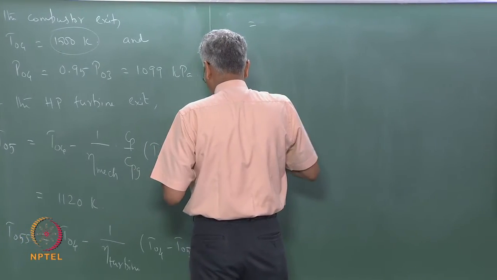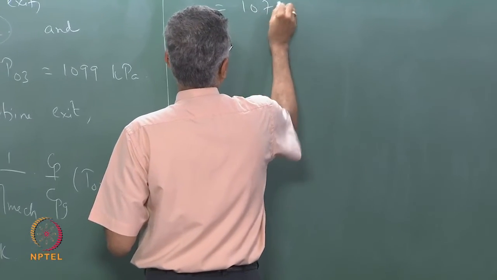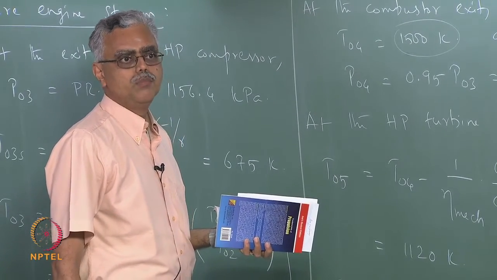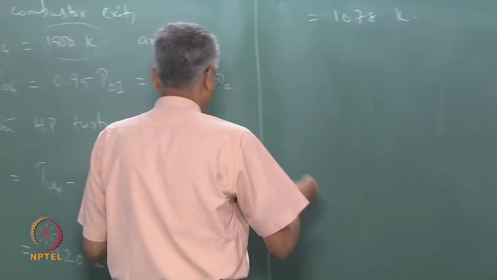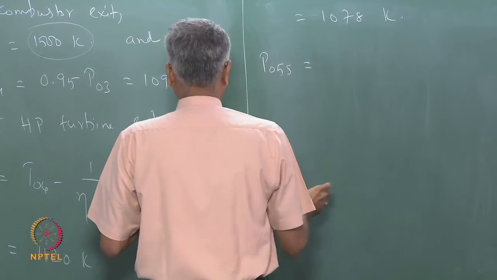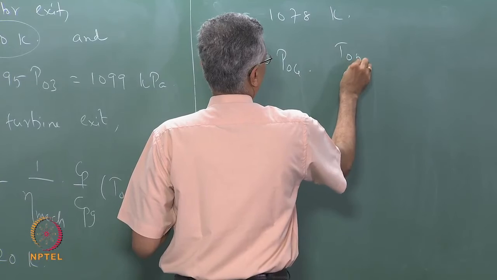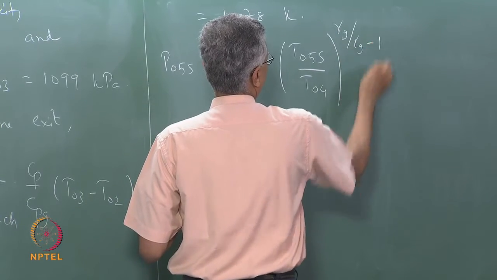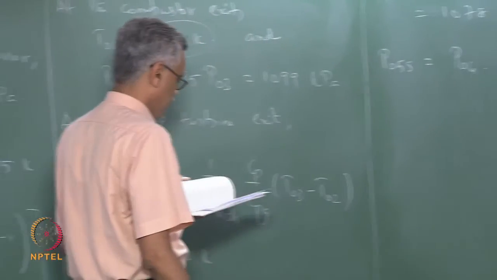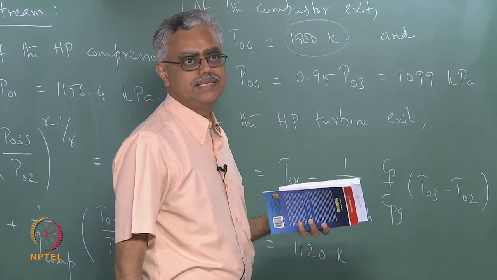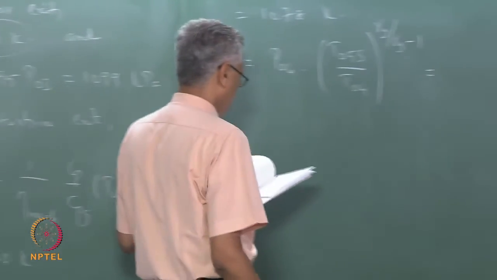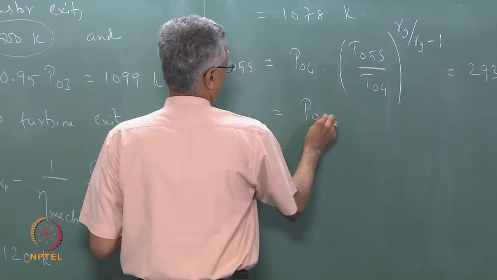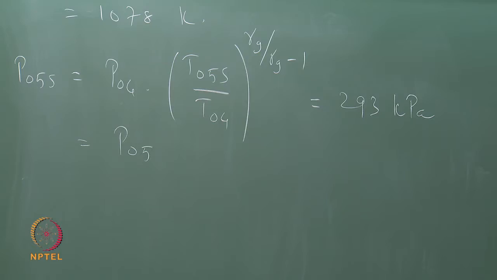So, if you substitute the numbers, you get T05S to be 1078 Kelvin, and once I have T05S, I can calculate P05S using the isentropic relationship. So, P05S is equal to P04 times (T05S divided by T04) raised to the power gamma G over gamma G minus 1. Now, we are using gamma G, please bear that in mind, these are combustion gases, and gamma G was given to be 1.333. So, we substitute these numbers and we get P05S to be 293 kilopascal, and this is also equal to P05. So, now we have both T05 and P05.